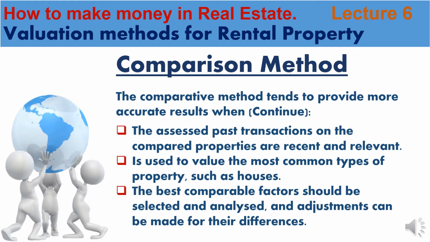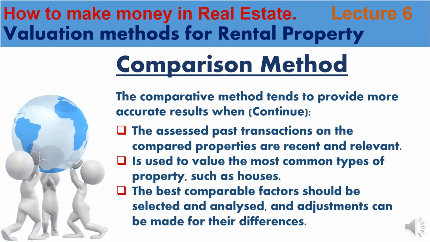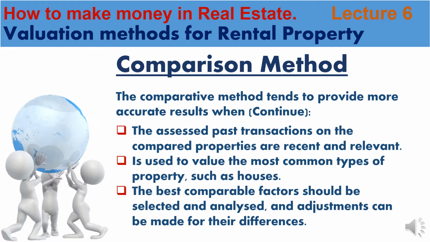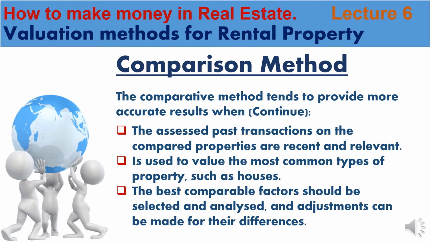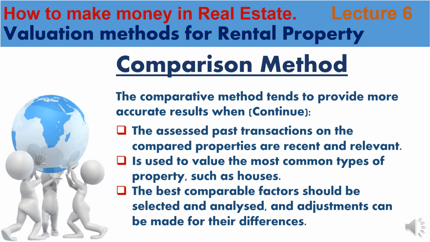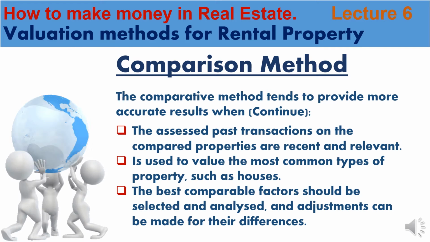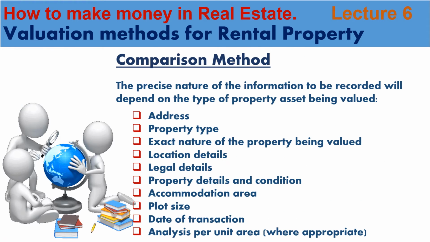The value of one property may be derived by comparing it with prices achieved from market transactions in similar properties. Those properties that are most like yours should receive a greater weighting than those which are less comparable. The comparison method is used to value the most common types of property, such as houses, shops, and offices. Ideally, the market should be stable and there should be multiple, recent sales of comparable properties, same size, location, improvement condition. The best comparable factors should be selected and analyzed, and thereafter adjustments can be made for their differences.